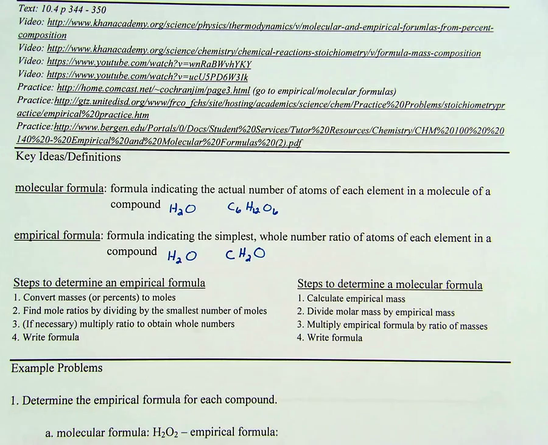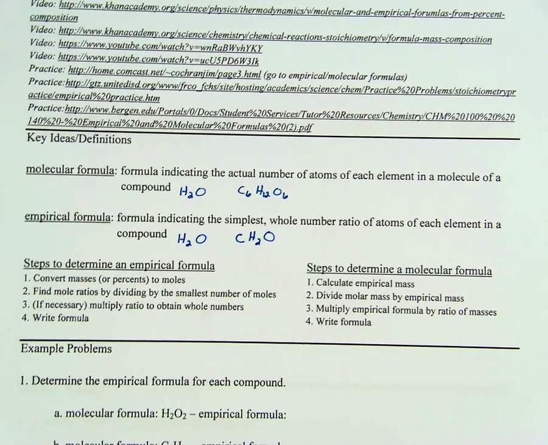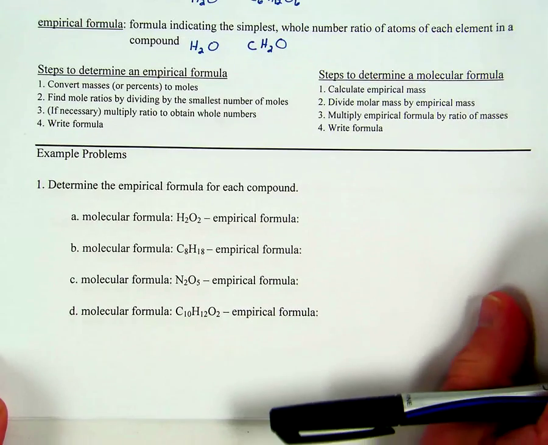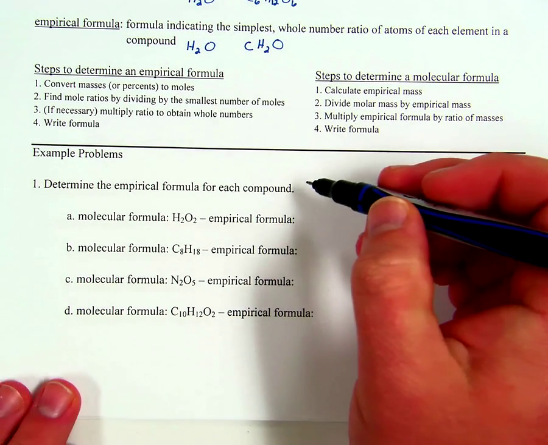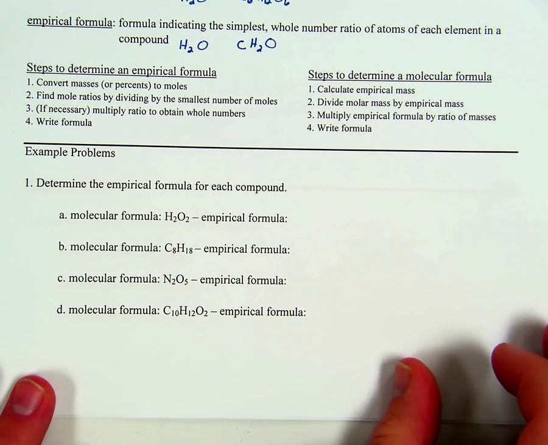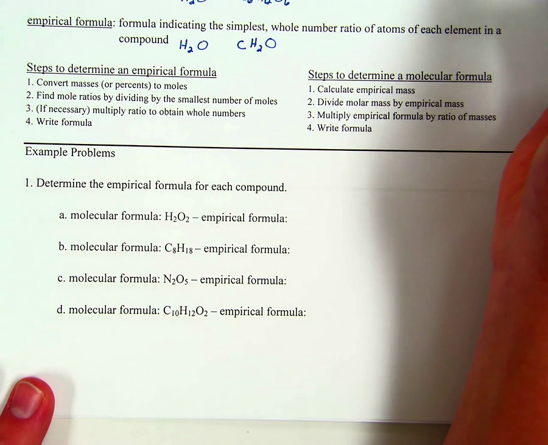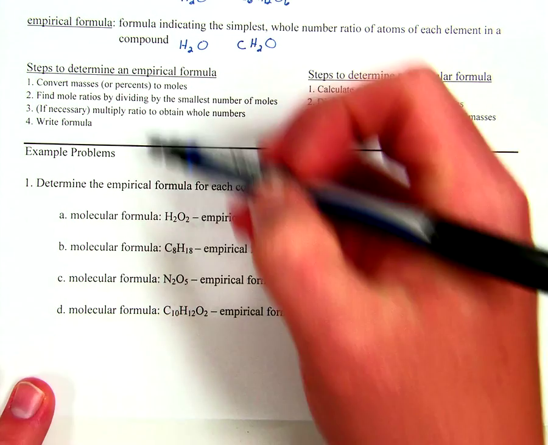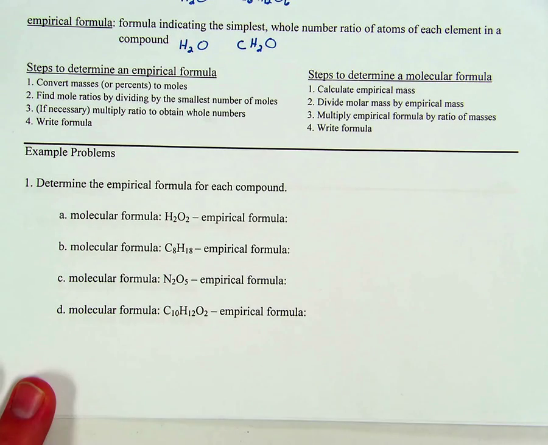So if you jump down here and look at the example problems, we'll get to those other steps in a little bit. It simply asks us to determine the empirical formula for each compound. One of the videos up there, I'm not exactly sure, it's either the second or the third or fourth one, gives you a whole bunch of examples of these. I definitely check that out.